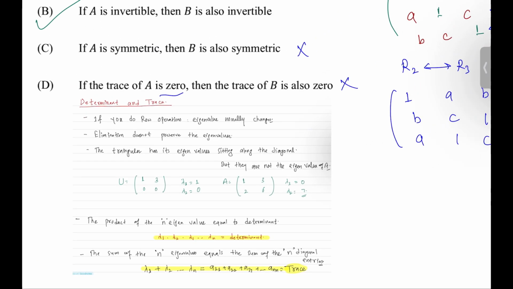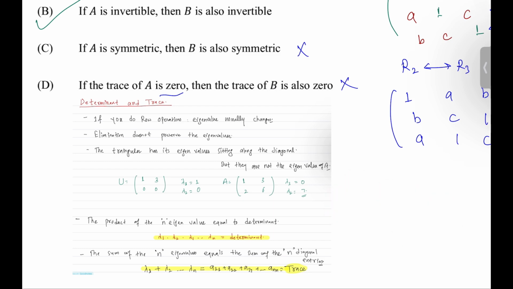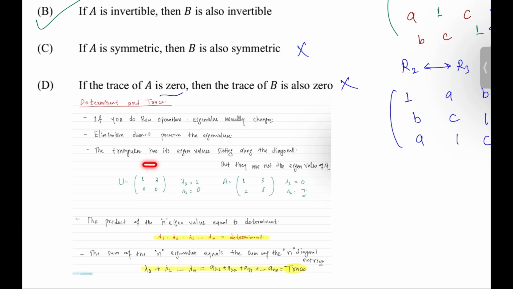So obviously we cannot be sure that the trace, or the sum of the eigenvalues, will be the same for A and B. These points are very common: for a triangular matrix, the diagonal elements will be the eigenvalues of that matrix, but they are not the eigenvalues of A. How do you get the triangular matrix? If you have some matrix A, you get the upper triangular matrix after Gaussian elimination. The elements sitting on the diagonal of this upper triangular matrix are its eigenvalues, but it doesn't mean they are also the eigenvalues of matrix A. We just saw this with the example. After applying row operations, the two matrices will not have the same eigenvalues. So the triangular matrix has its eigenvalues along the diagonal, but they are not the eigenvalues of matrix A.